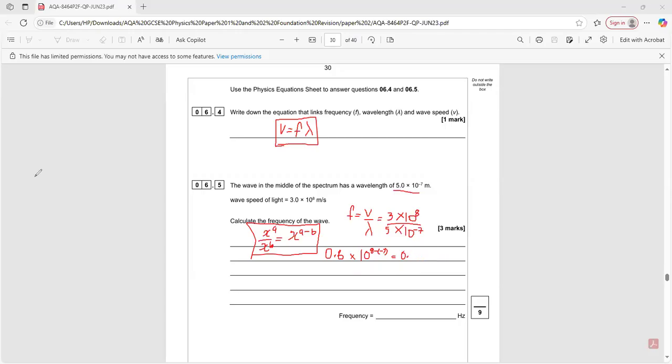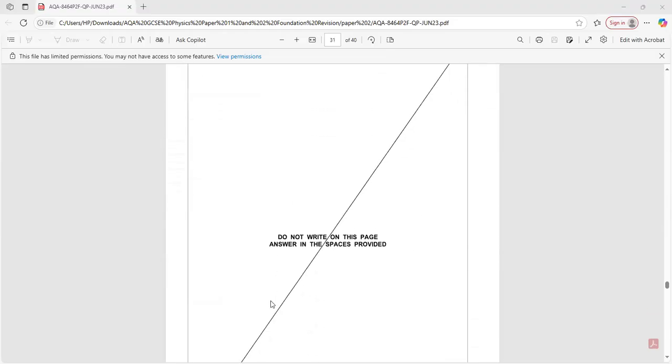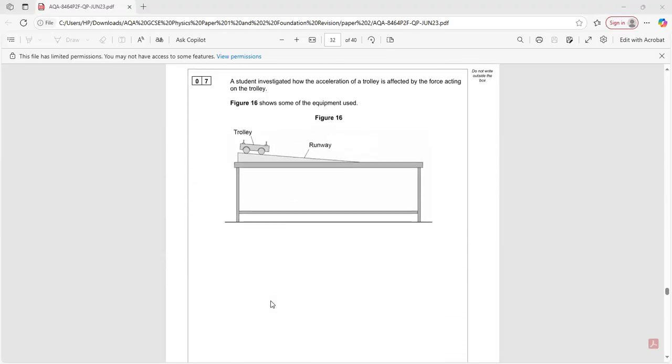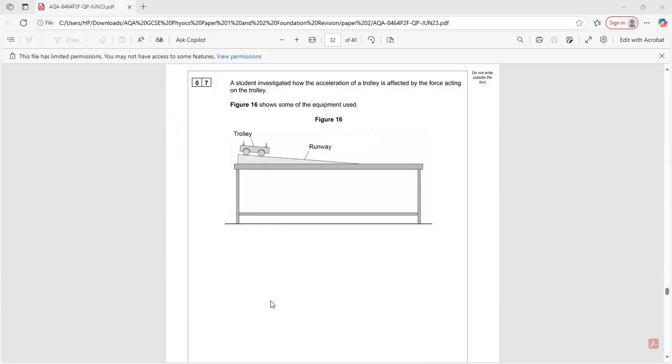Okay, so just trying to get this off my page so that I can move on. Okay, here we go. We're getting very close to the end of it.